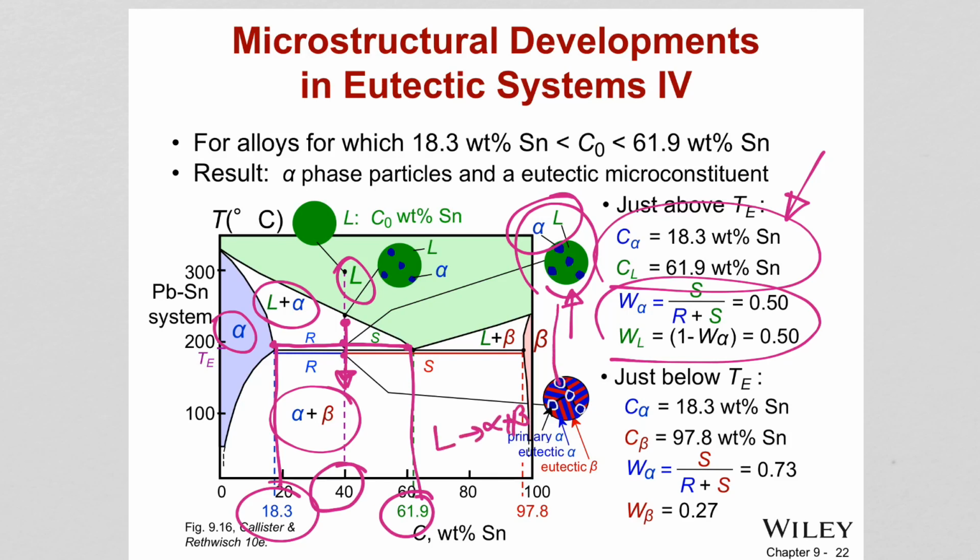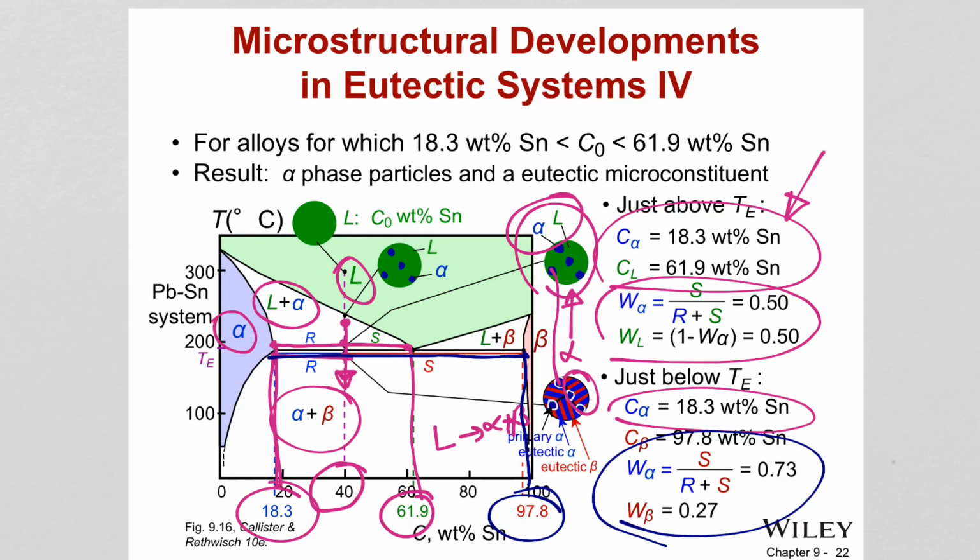So you already have the alpha particles here, and the remaining liquid will turn to lamellar structure of eutectic structure, alpha and beta layers, alternating layers on the background. Okay. So in this case you do the same calculation, and the numbers are very close here. We have this point, we read this intersection, again nearly 18.3. You go to the beta intersection and read the beta composition and plug those in. You find the weight percentages of alpha and beta.